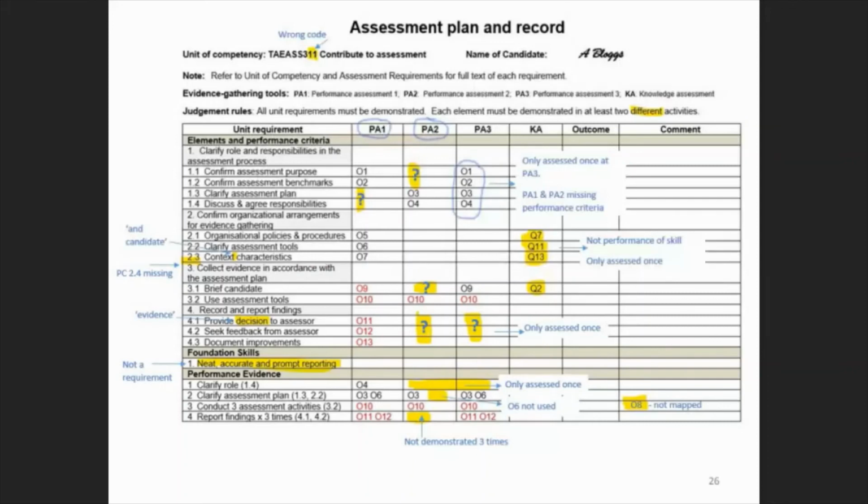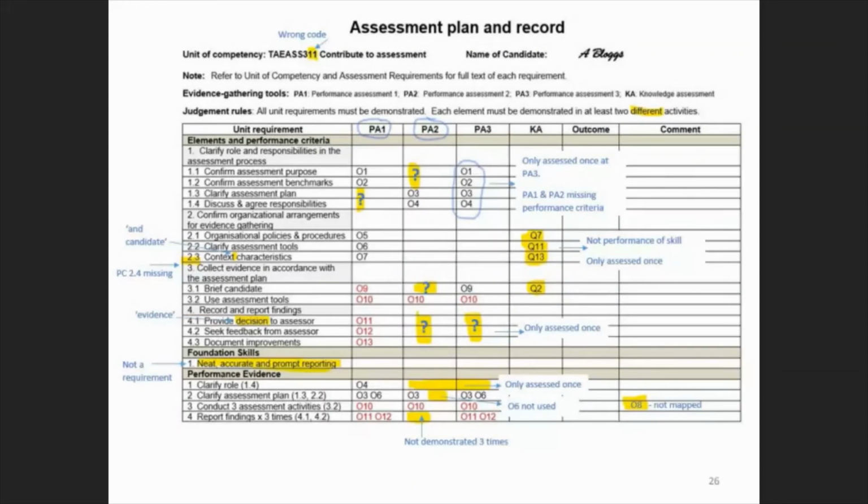If I start looking down the other columns, I can see that element one, I haven't measured properly. Element two, I have measured properly in PA1. I haven't measured it at all in PA2 or PA3. And then I think I'm measuring it in the knowledge assessment, but it's not true. Though Q7, Q11 and Q13 might relate to those performance criteria, but they are not measures of performance. And so I cannot substitute that knowledge, that assessment of performance with knowledge questions. So that's wrong. So I've only assessed that particular requirement once, and again, I failed to meet the requirement that I measure twice.